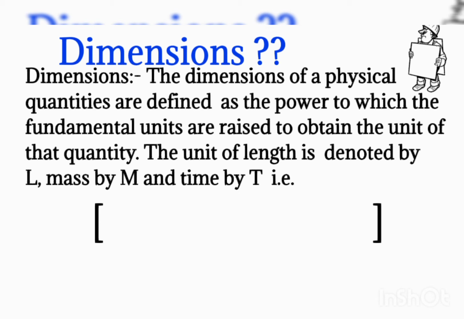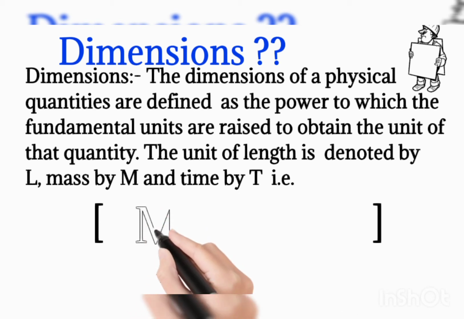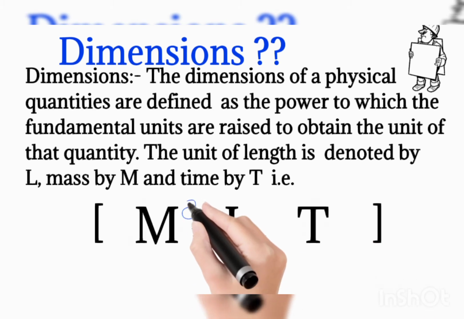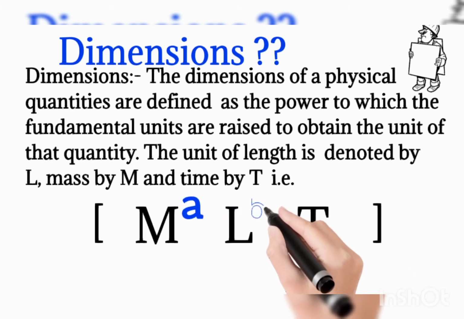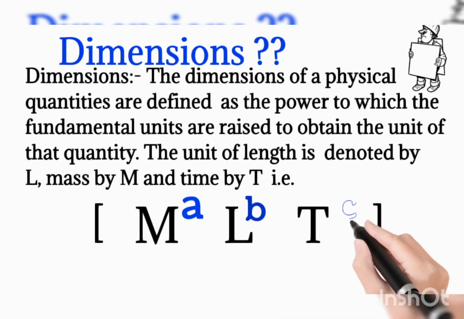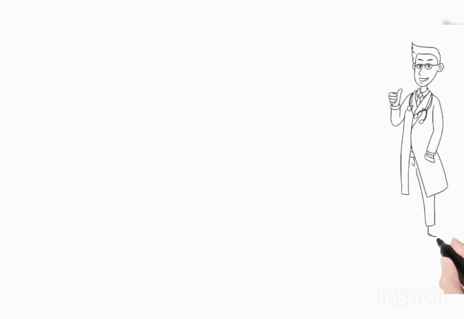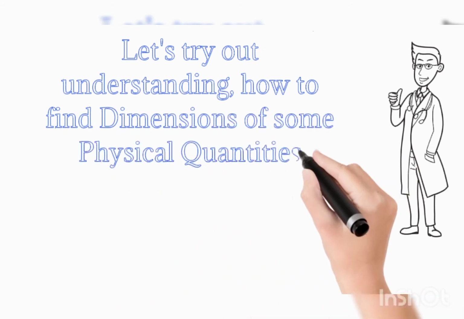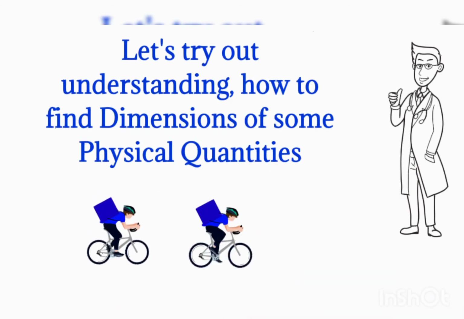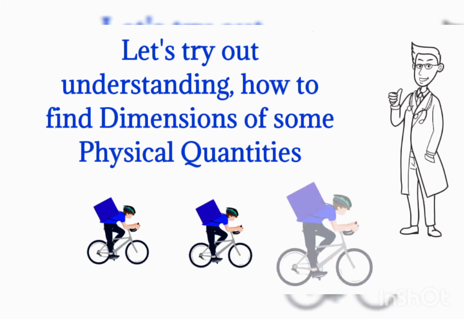Please do not use any other symbols. So you will write in the bracket M, L and T with the powers a, b and c. These represent the dimensions of any physical quantity. Okay, let's try to understand how to find the dimensions of some physical quantities.